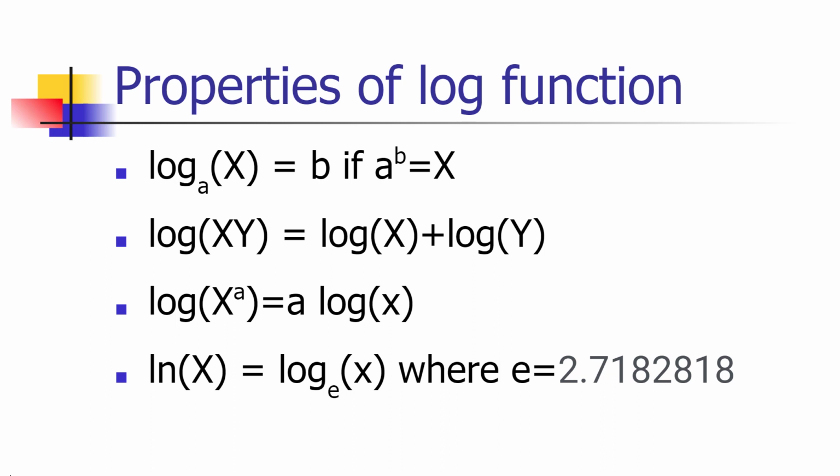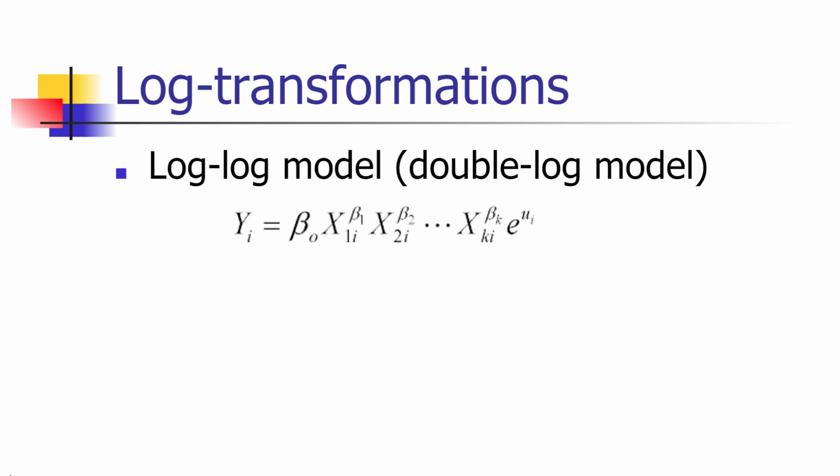helpful in econometrics. Suppose we take this function where we have y is equal to the product of beta 0 times x1 to the beta 1 power, x2 to the beta 2 power, and so forth, out through xk to the beta k times e to the u power. We can simplify this using those properties of logarithms.